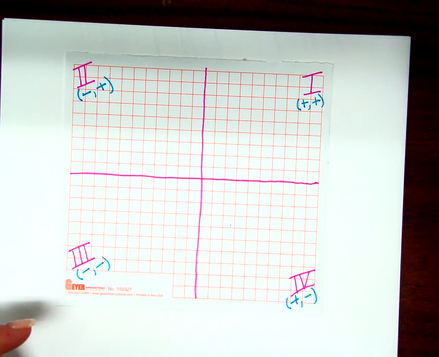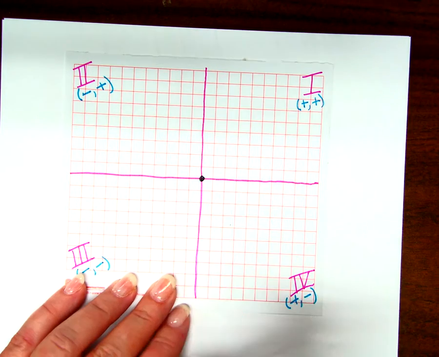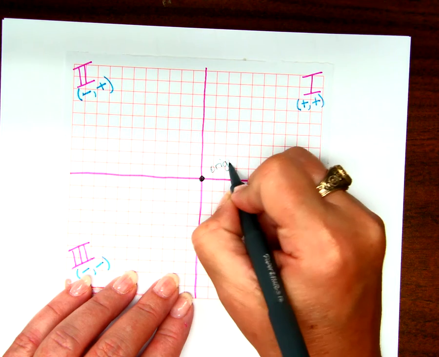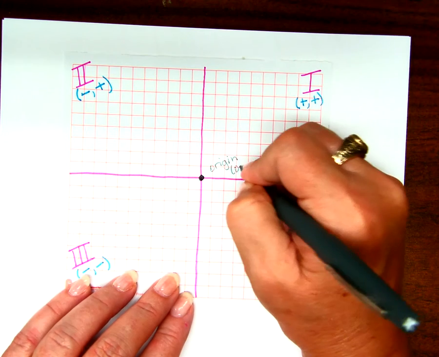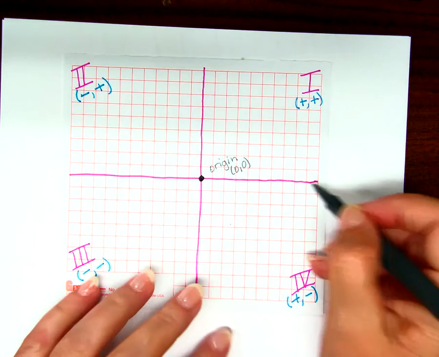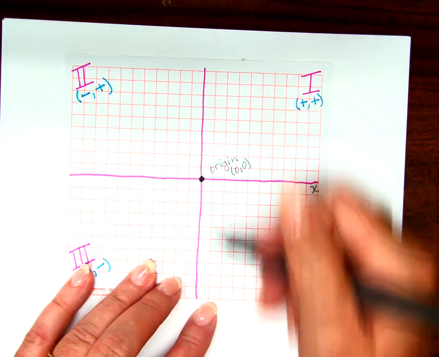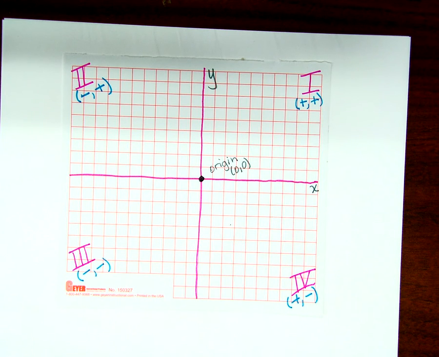What is this called? It's the origin. And what are the coordinates of the origin? 0, 0. Okay. Which axis is the horizontal axis? X-axis. And which axis is the vertical axis? Y.